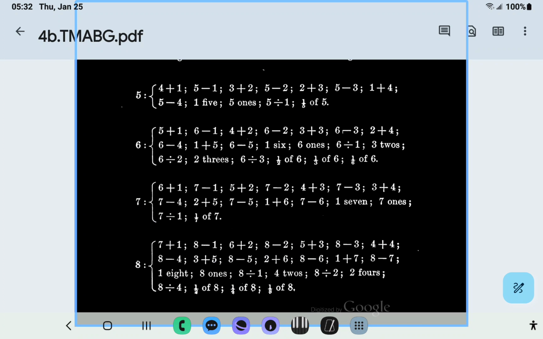The lists continue through 7 and 8: 6 plus 1 is 7, 7 minus 1 is 6, 5 plus 2, 4 plus 3, 3 plus 4, 2 plus 5, 1 plus 6, 7 1s is 7, 7 plus 1 is 8, 8 minus 1 is 7, 6 plus 2, 5 plus 3, 4 plus 4, 3 plus 5, 2 plus 6, 1 plus 7, 8 1s is 8, 4 2s is 8, 2 4s is 8, one half of 8.